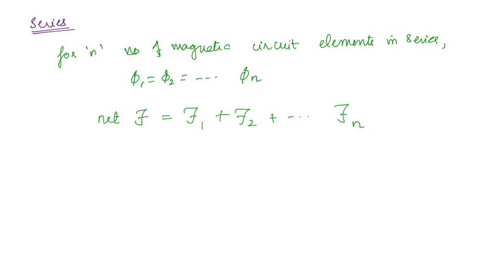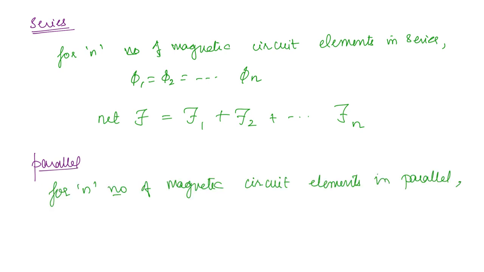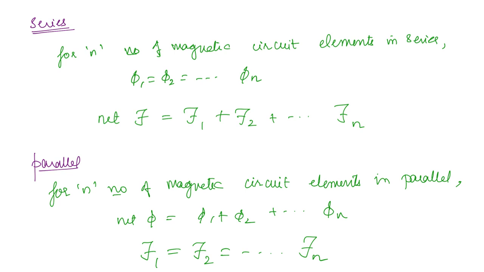Similarly, for a parallel circuit, for n number of magnetic circuit elements in parallel, the fluxes are going to be added up. So, the net flux is equal to phi 1 plus phi 2 plus so on till phi n. And the MMFs are all going to be equal: MMF1 is equal to MMF2 is equal to so on till MMFn. Now, what about the reluctances? Whenever they are connected in series or parallel, they will behave just like resistors.